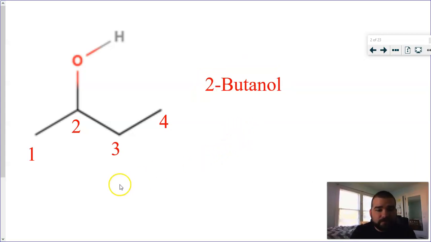That's the appropriate name for this molecule. Again, you identify how long the chain is and figure out what prefix that would be. Look for the functional group. Number your chain so that the functional group gets the lowest possible number, and then you name it.